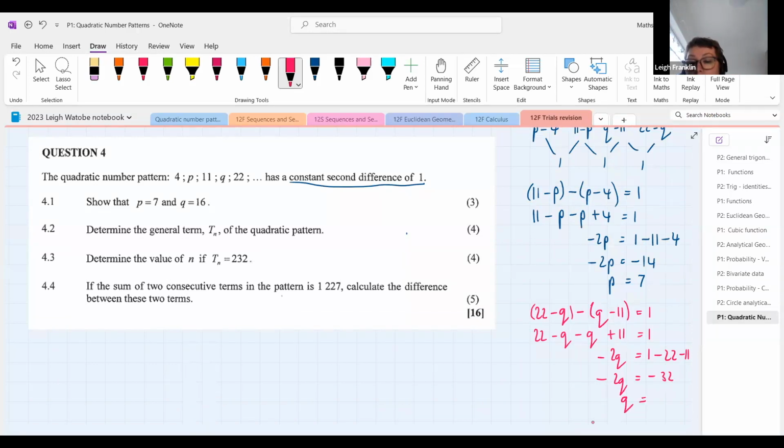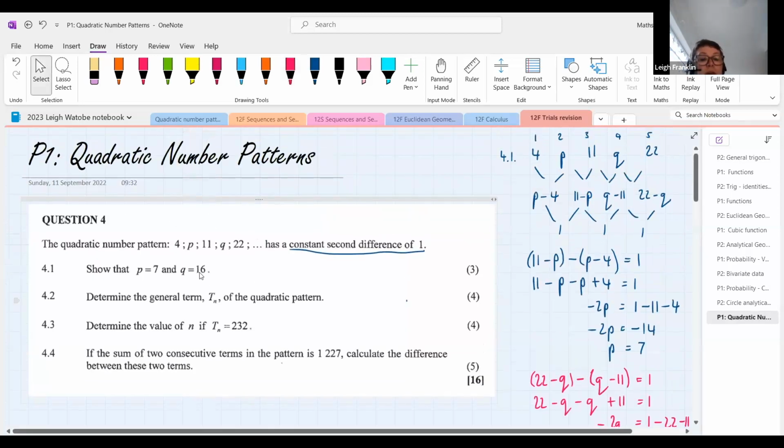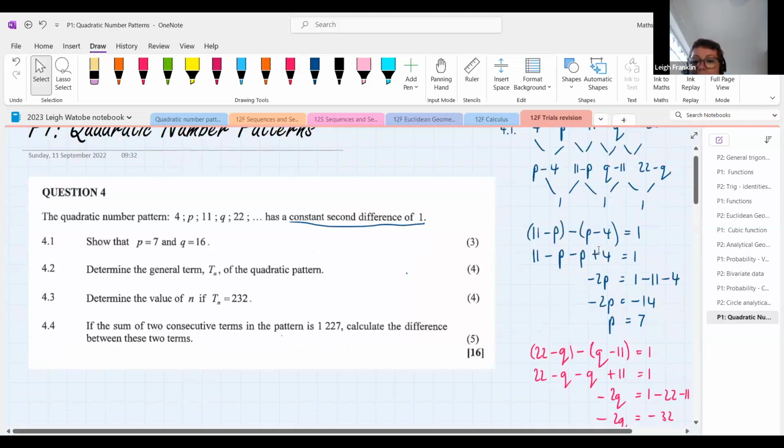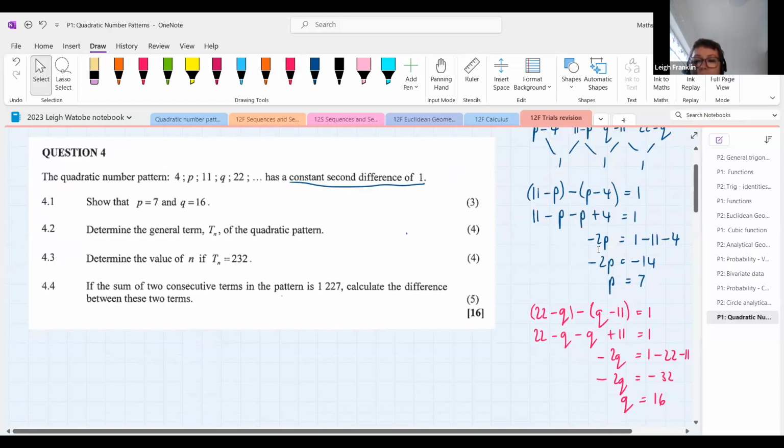So Q would be equal to 16. All right, so we've proved that. So again, guys, you are not allowed to sub in the 7 and the 16. If you do that, you are verifying. You're not proving. And the CAP syllabus will never ask you to verify anything. Is everybody happy with that? Any questions?